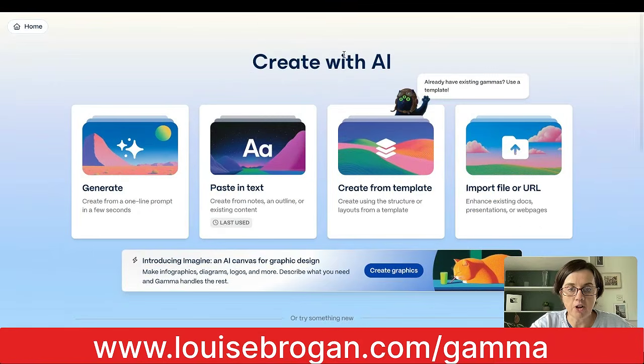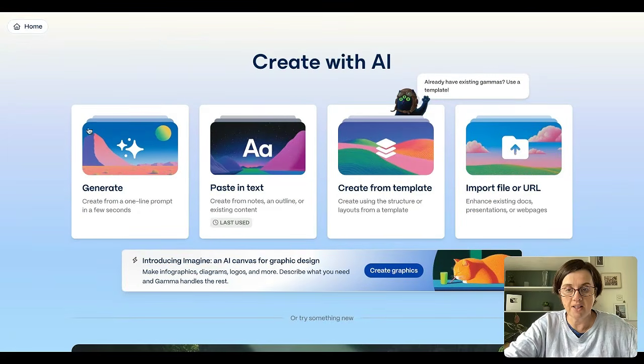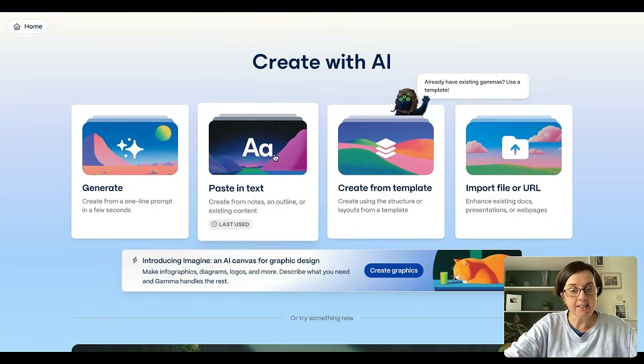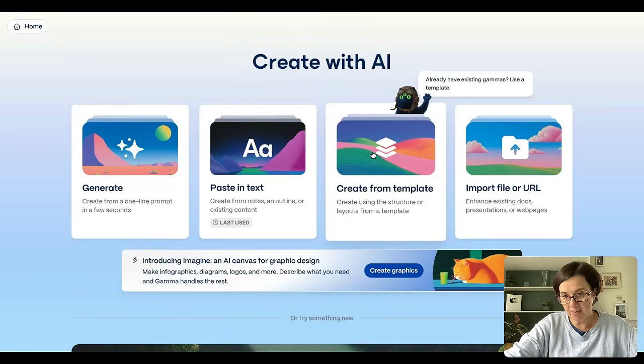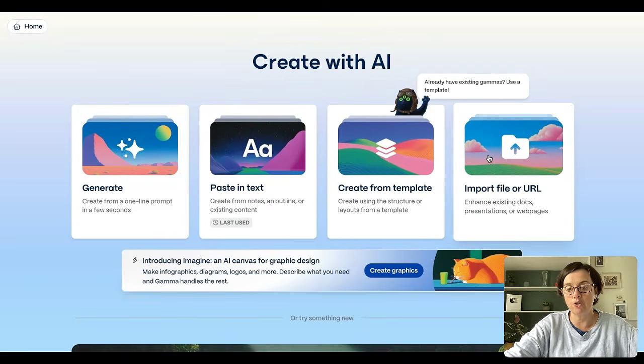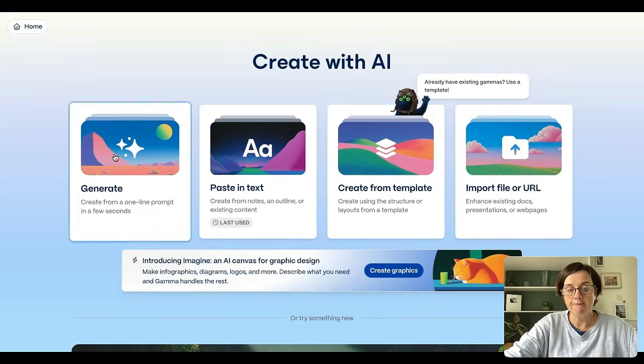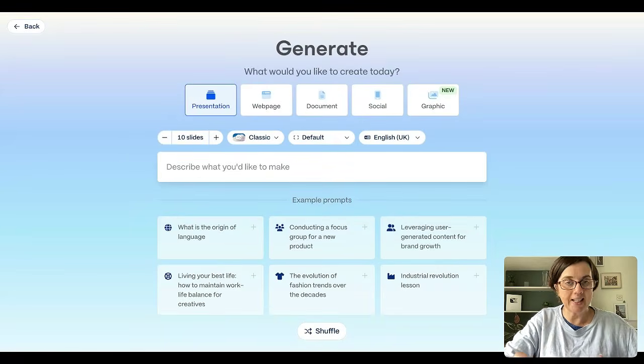I'm just going into Create with AI. So this is an AI platform. There's 4 different ways we can do it. So we can generate from a one-line prompt, paste in text, create from a template, or import a file or URL. So I'm going to show you, first of all, how quick and easy you can do these.